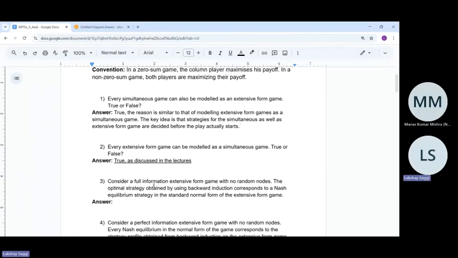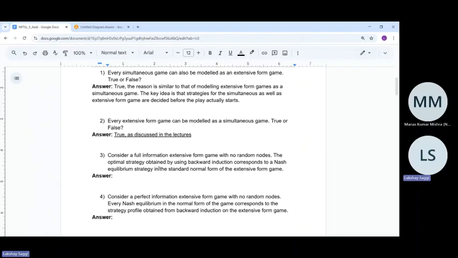Okay, then maybe we can move on to the third question. The third question says: consider a full information extensive form game with no random nodes. I think randomization has not been talked about in full information extensive games yet, right? So you can assume there are no random nodes and every node will have a deterministic choice.